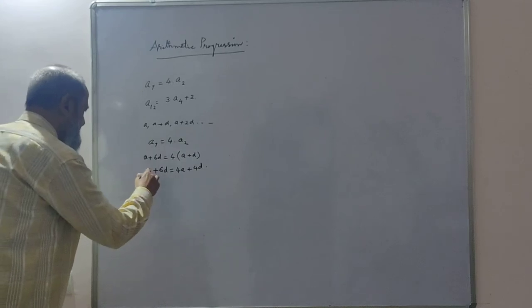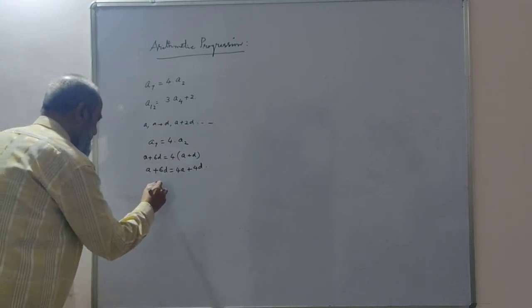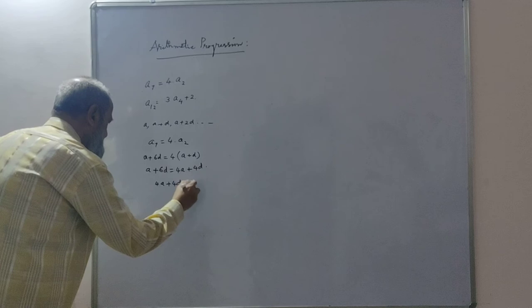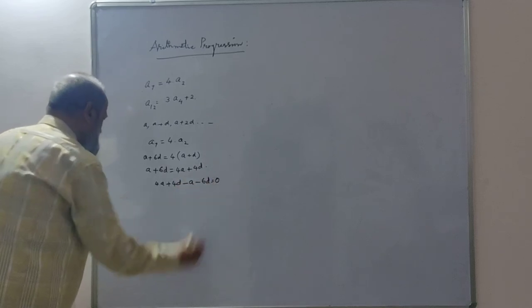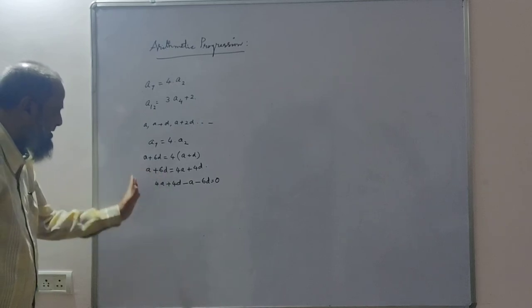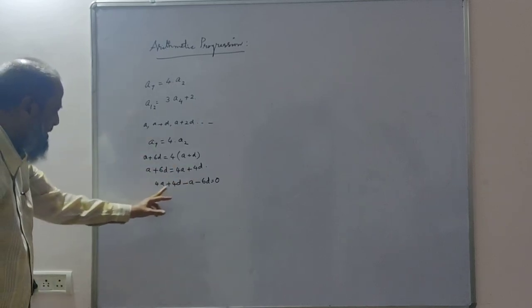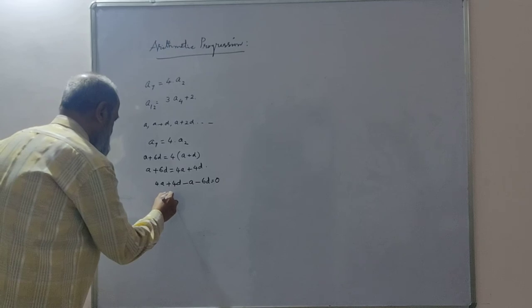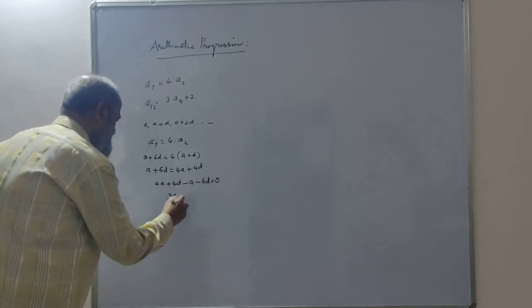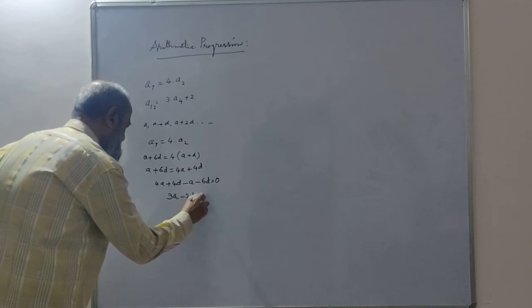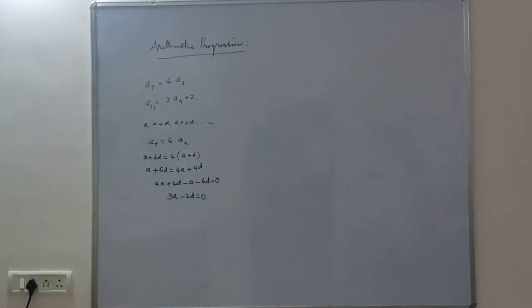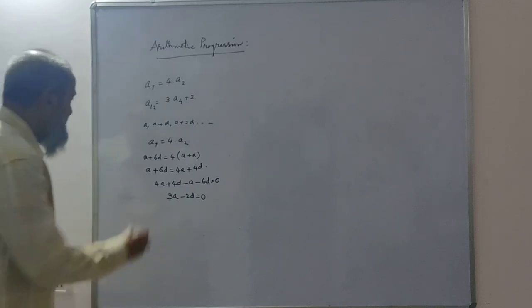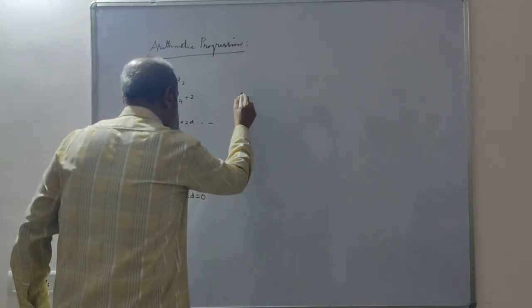Now, if we send these to the other side, 4a + 4d - a - 6d = 0. So 4a - a is 3a, and 4d - 6d is -2d, so 3a - 2d = 0. You got a linear equation between a and d, two variables. I got one relationship. Similarly, from the other condition I will get one more relationship.